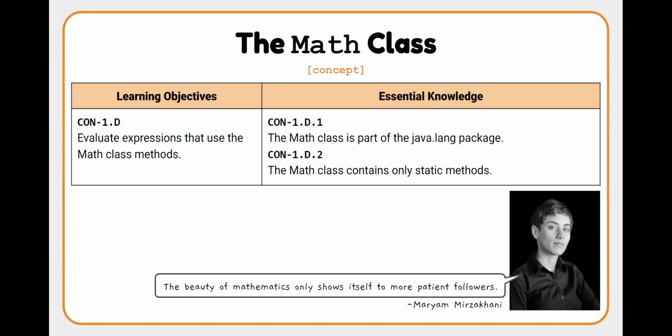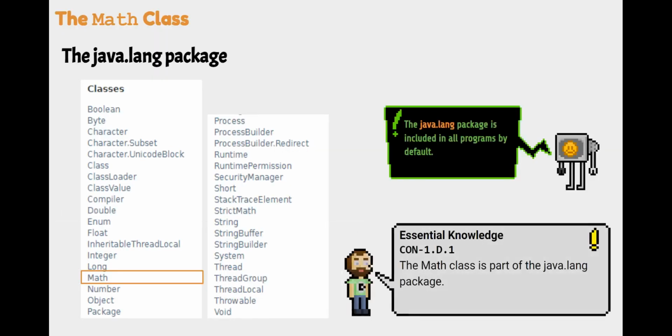Our learning objective: evaluate expressions that use the Math class methods. Math class is part of the java.lang package. We already looked at some other classes that belong in this package. If we remember, the java.lang package is included in all programs by default. So we have access to all of these classes. We can use all of their methods. We can create objects from them as needed. This aligns with our essential knowledge.